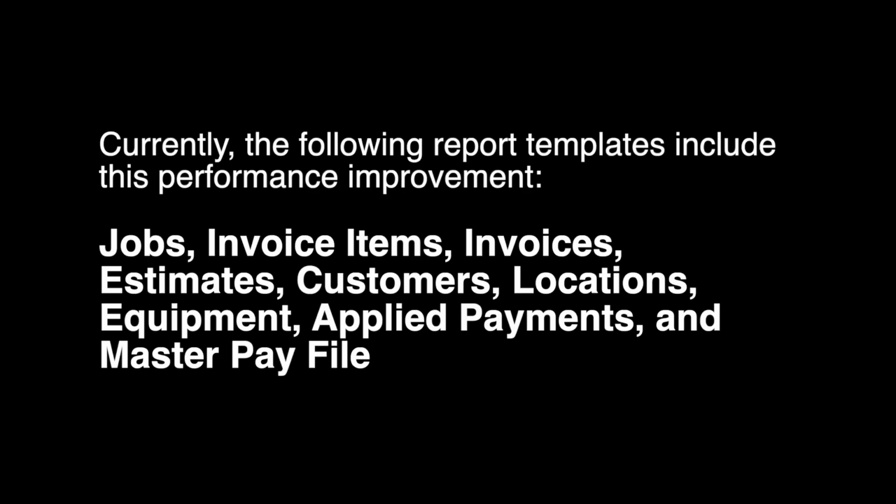All right, next, under the improvement section for Enterprise Hub, we have faster performance for key reporting templates in Rollup reports. So key reports will now run 65% faster on average, and some of the most complex reports now run 10 times faster. Now, right now, these optimizations have only been done for key report templates, and those report templates include jobs, invoice items, invoices, estimates, customers, locations, equipment, applied payment, and master pay file. And we do plan to add these optimizations to more report templates going forward.